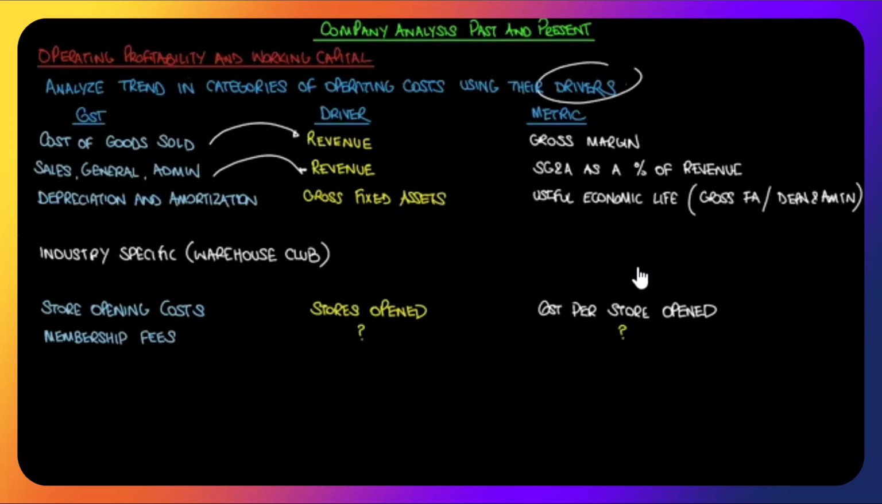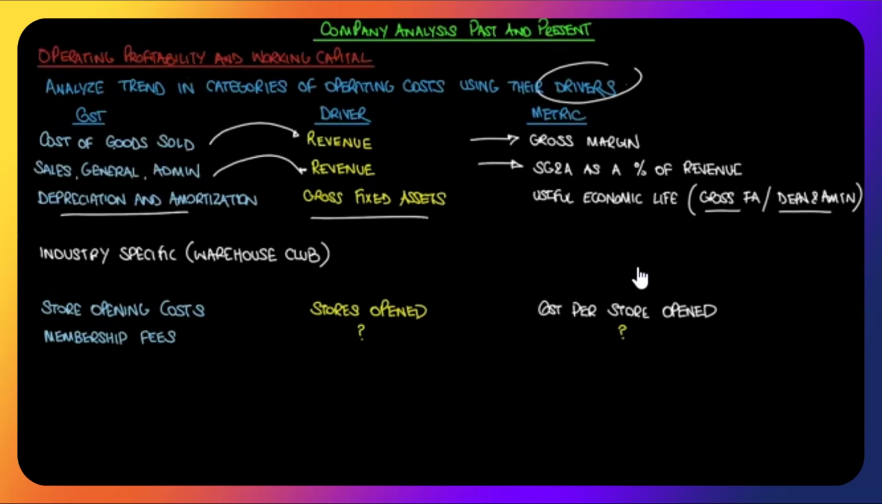Depreciation and amortization should be fixed. Gross fixed assets, historic costs, we're assuming straight line here. What can we look at? What metrics can we use to assess what's going on with these relationships? Cost of goods sold to revenue, we know and love that: gross margin. SG&A to revenue, SG&A as a percentage of revenue. It's just like your SG&A margin, if you will. And for depreciation and amortization, you'd want to see gross fixed assets divided by the useful economic life. That will tell you your depreciation as a proportion of the historic cost of your fixed assets.